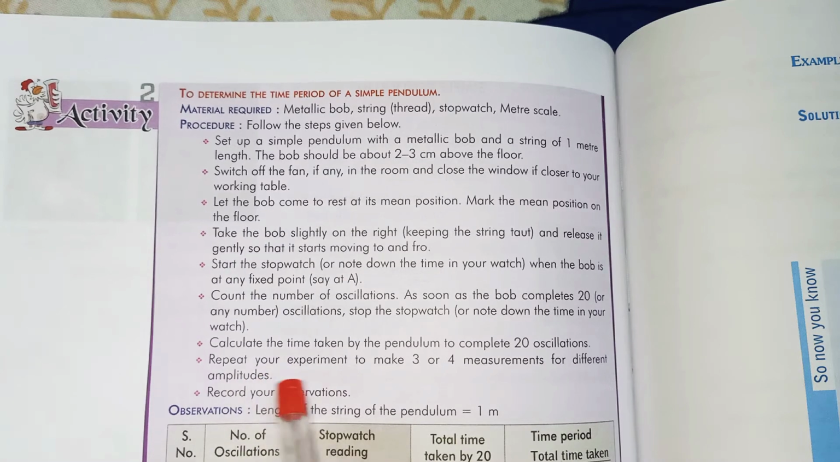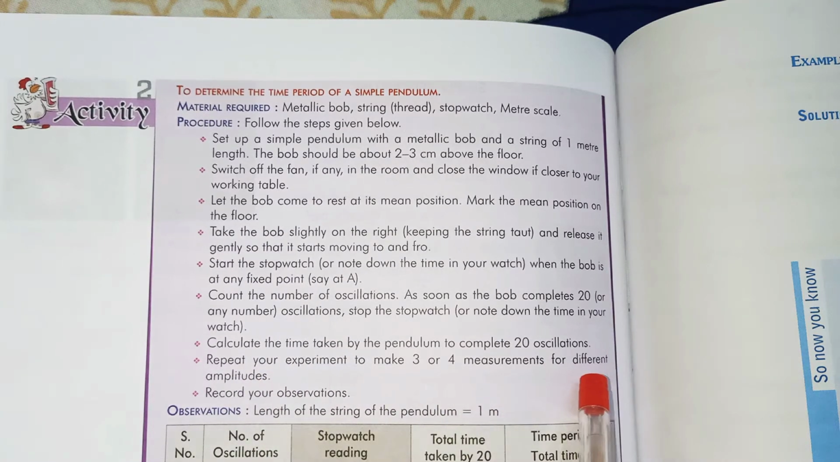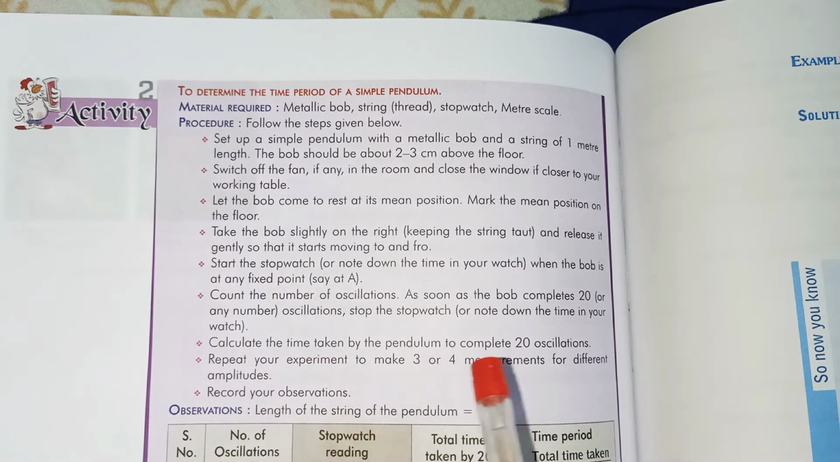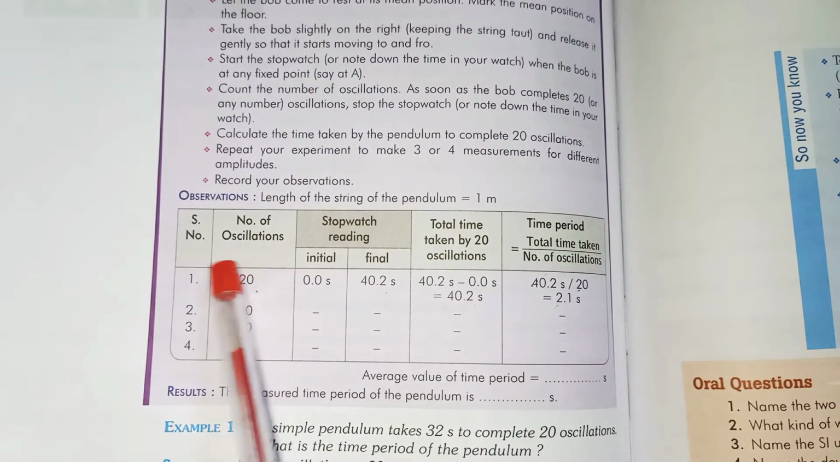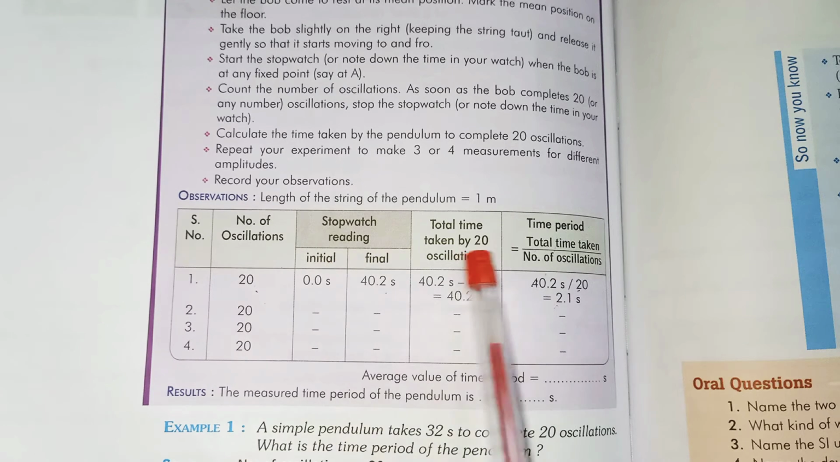Then you have to repeat the same experiment 3 or 4 times for different distances. Then you have to record the observations. Here it is given in a table form. You have to write this table.